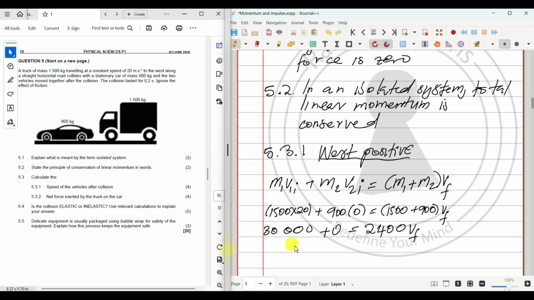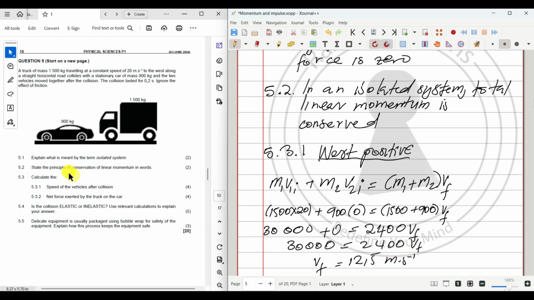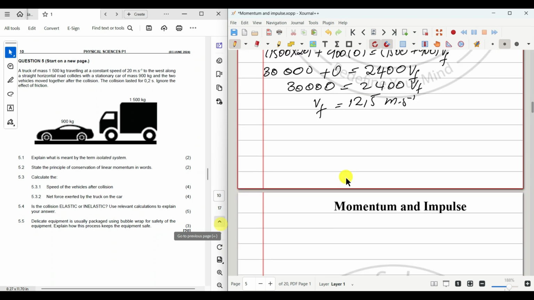Okay, so now what is this? Maybe let me do this. 30,000 equals 2,400 V sub F. So we can therefore say V sub F equals 12.5 meters per second. Because they said speed, we don't have to care about the direction. So we're going to leave it there. Okay? Perfect.